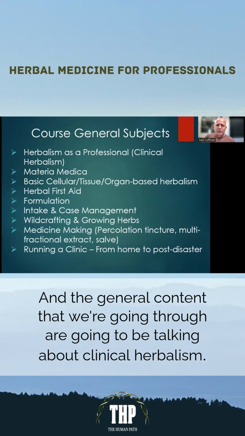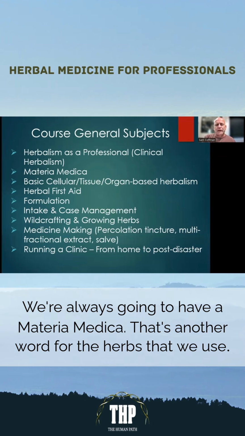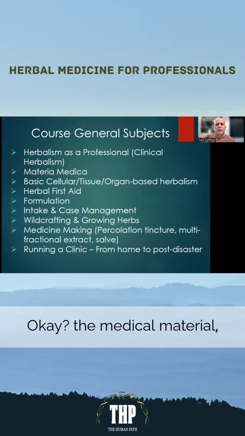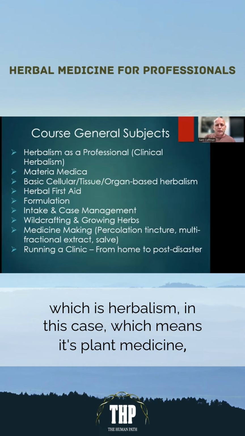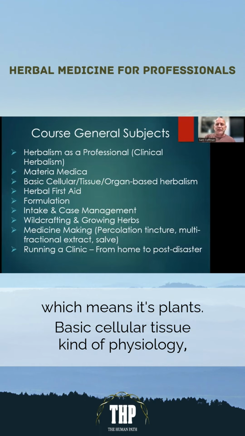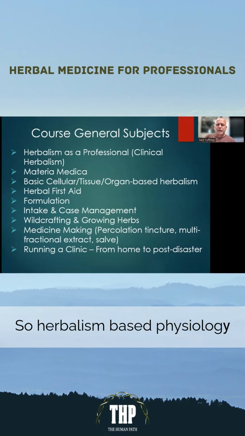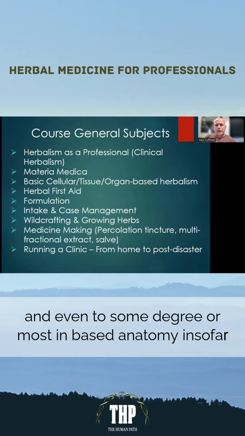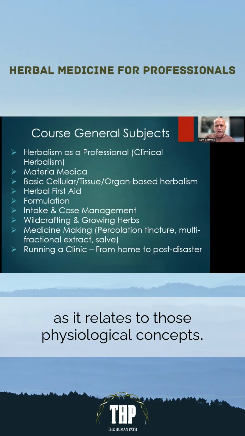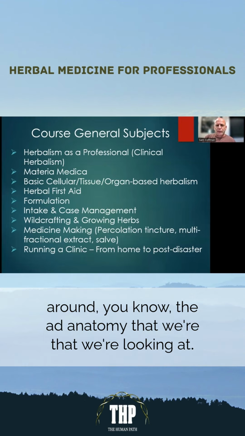And the general concepts that we're going through are going to be talking about clinical herbalism. We're always going to have a materia medica. That's another word for the herbs that we use. The medical materia, which is herbalism in this case, which means it's plant medicine, which means it's plants. Basic cellular tissue kind of physiology, but from the viewpoint of herbalism. So herbalism-based physiology, and even to some degree herbalism-based anatomy, insofar as it relates to those physiological concepts around the anatomy that we're looking at.